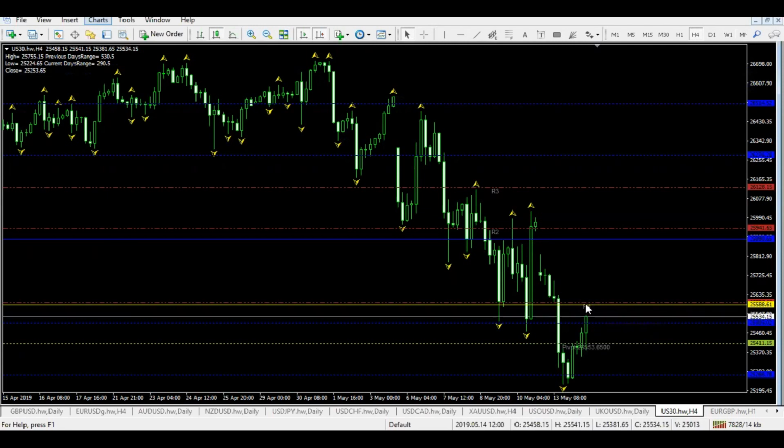And I shouldn't buy here. I should enter selling here because this is my pivot, because this is the end of my 4-hour time frame. Or I wait until the next candle gets finished.